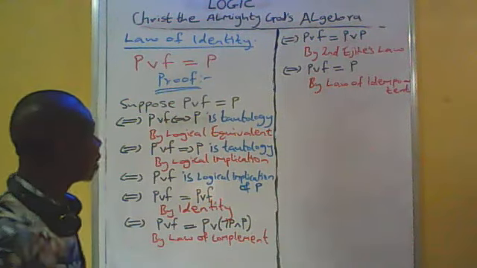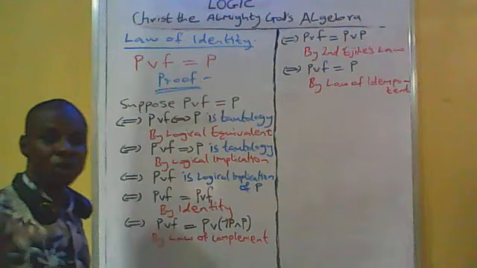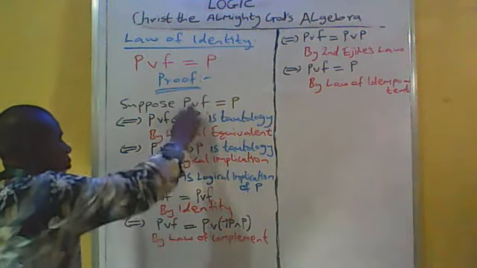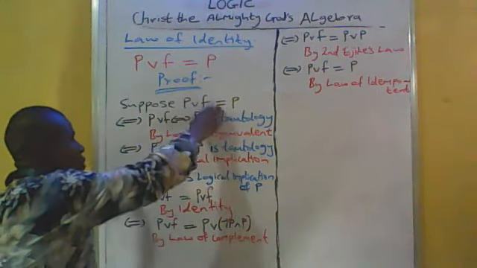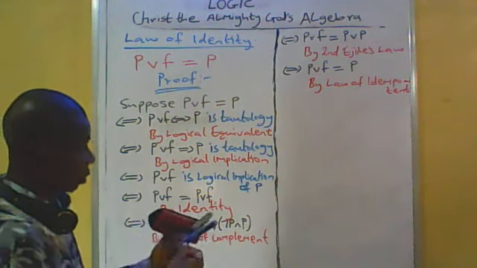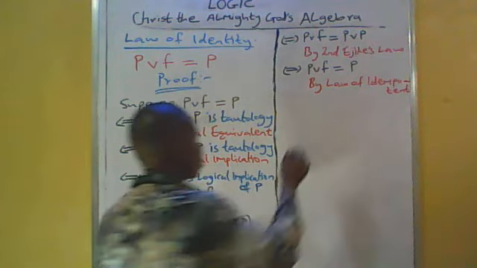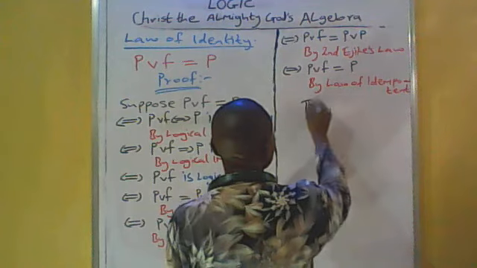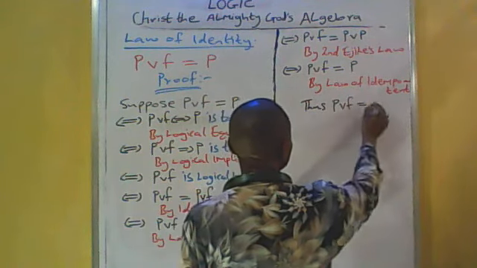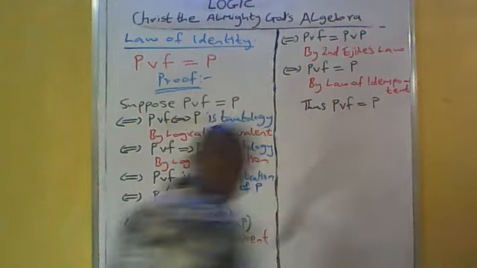We have now proved that P or F is equal to P. We then conclude, say thus: P or F is equal to P.